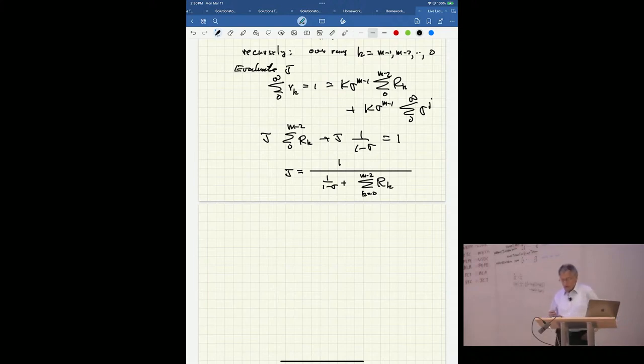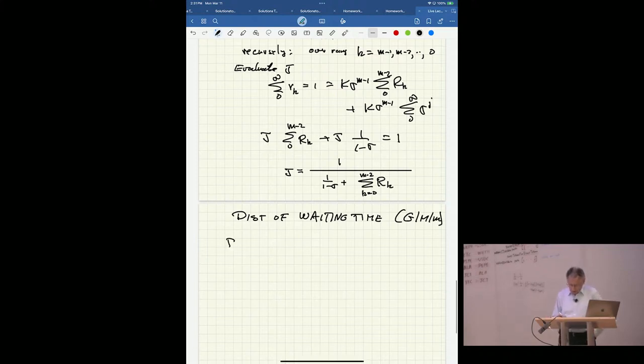Now we want to go after the distribution of waiting time for G/M/m. So let's write that down. Remember, this is G/M/m. So let's start off by finding the probability you do not wait.